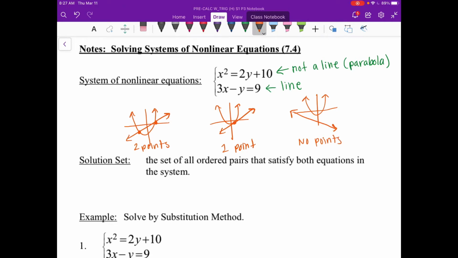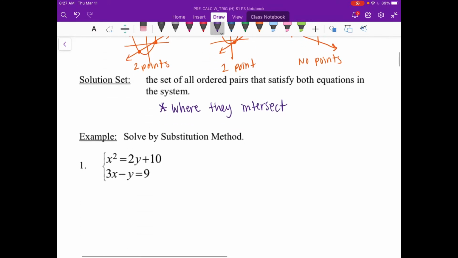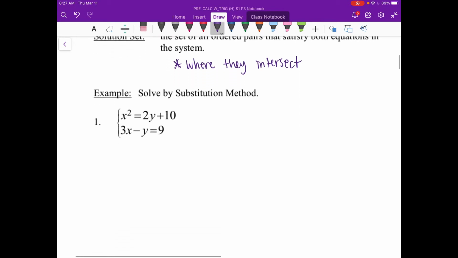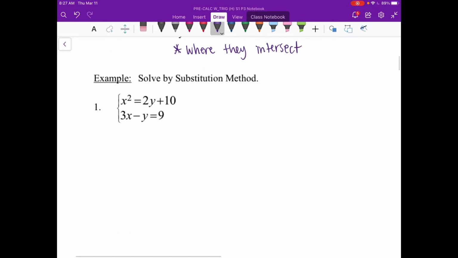Okay, so the solution set is going to be the set of all ordered pairs that satisfy both equations in the system. Essentially, we are finding their intersection, so think about where these graphs intersect. Okay. So let's go ahead and jump right into this. We are going to solve by substitution in this first example.